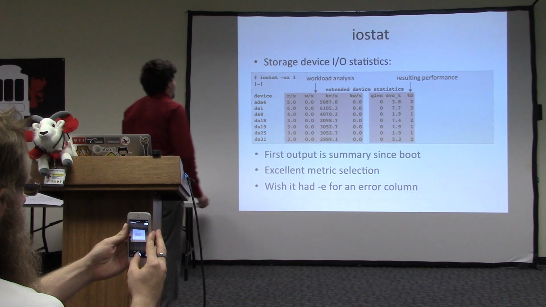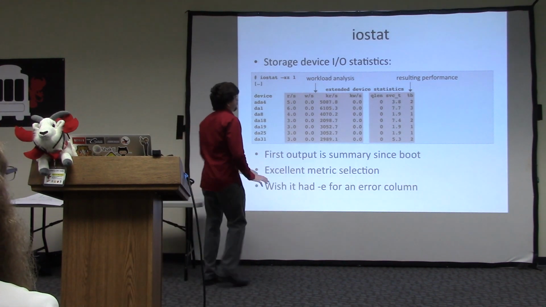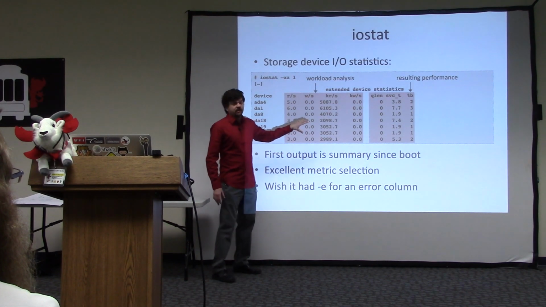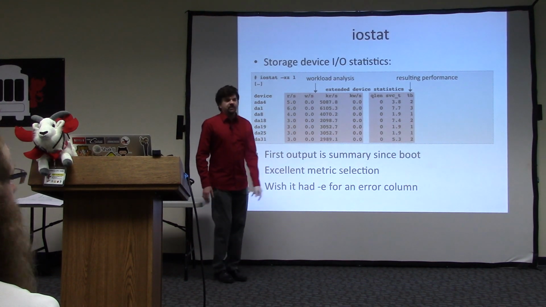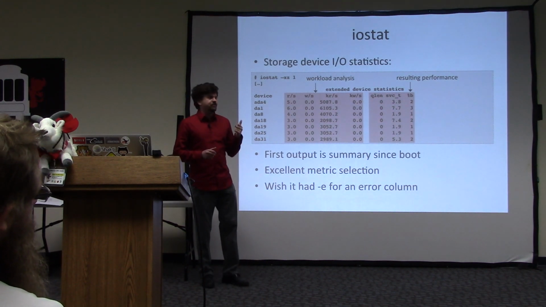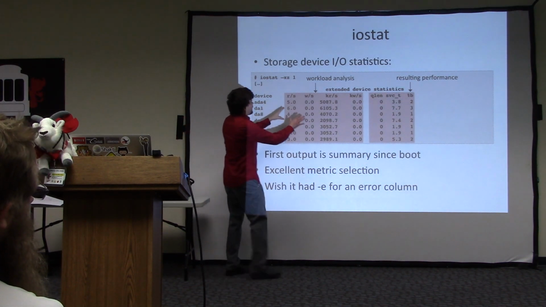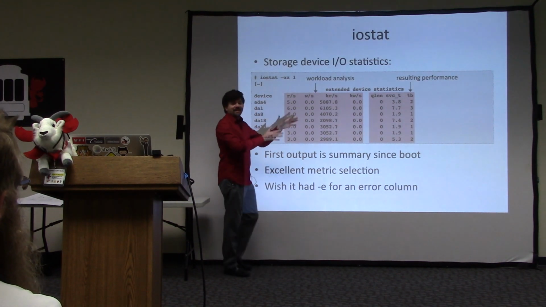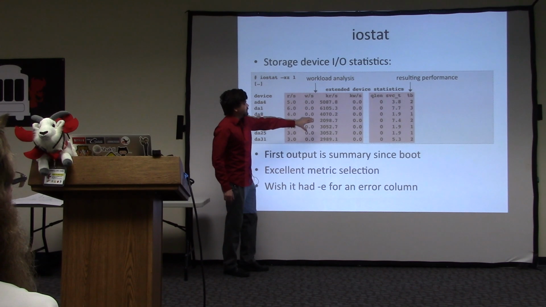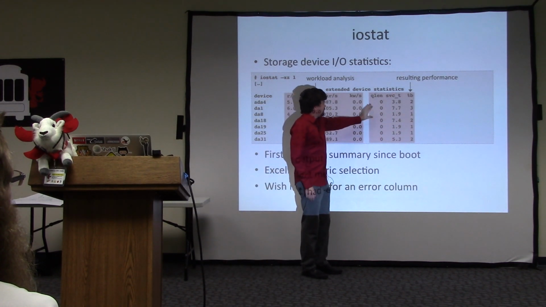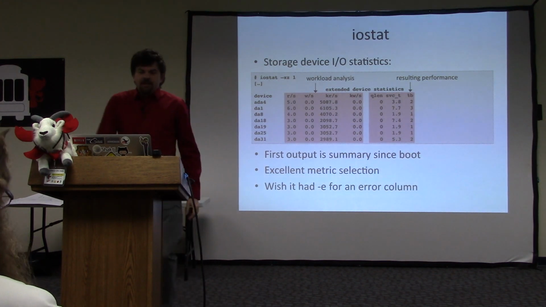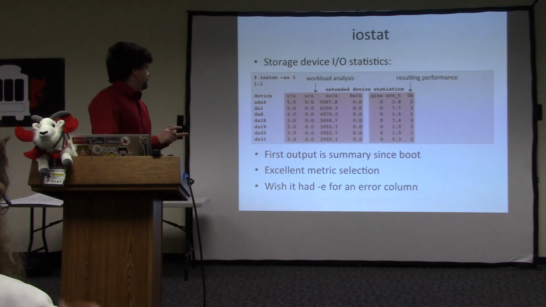iostat, I actually really like the design of iostat. On FreeBSD you've got the workload analysis columns and then the resulting performance columns. And so with iostat I can do a whole bunch of different methodologies just based on these statistics. So workload analysis, this is what's being applied to the system, the target: reads per second, writes in kilobytes, and the throughput. And then you've got the resulting performance, so queue lengths and service times and a percent busy, a form of utilization.